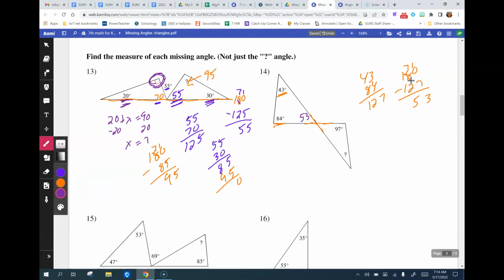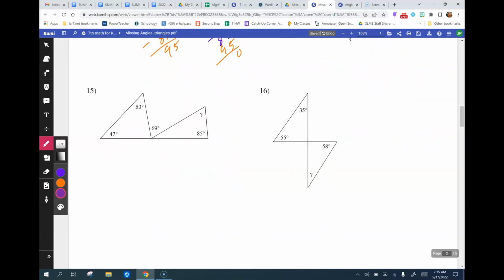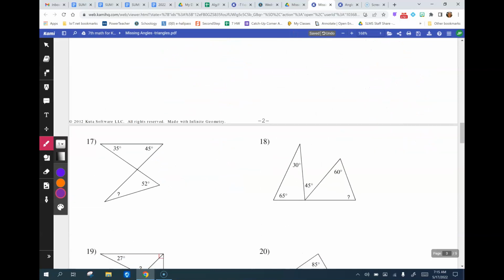So what is this angle right here, people? That's right, that's 53 also. So now you have two angles, you add those together. So 180 minus 150 is equal to 30. Good. Okay, so you'll have 15 and 16, just like what we just did.